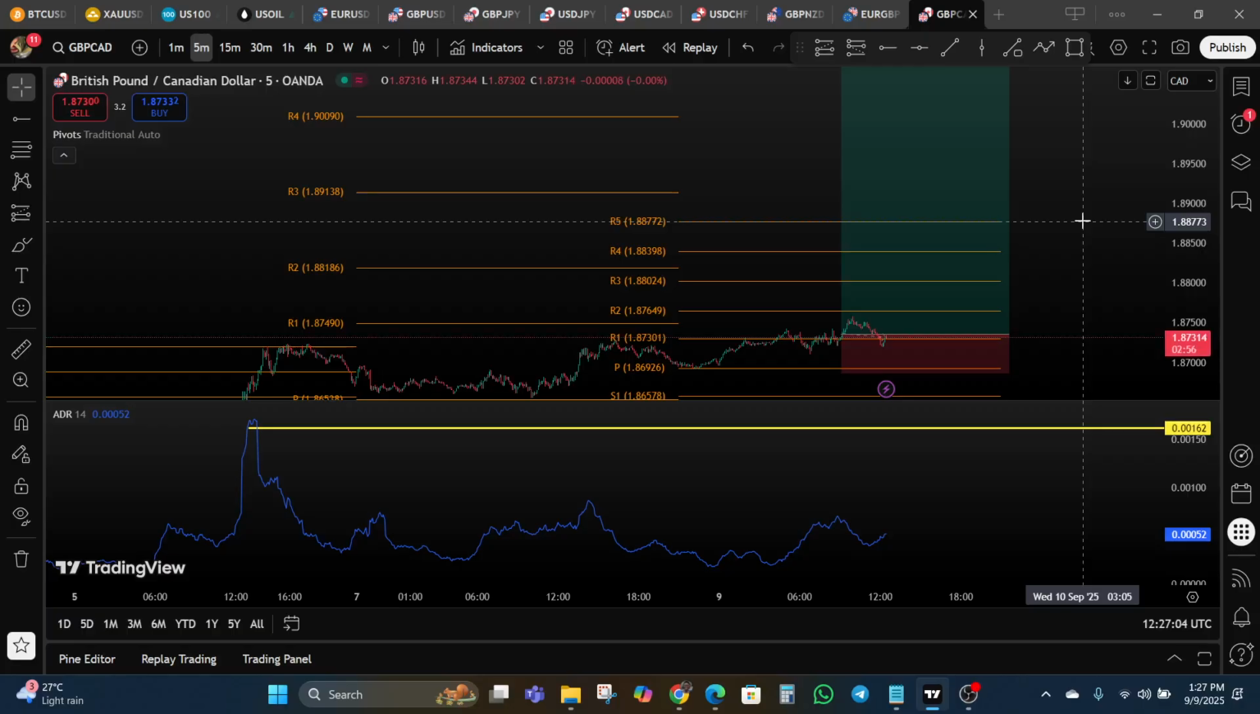Remember, using ADR and pivot points together gives you an edge in spotting breakouts efficiently. You can try this method on a demo account first, to see how it improves your trading workflow.